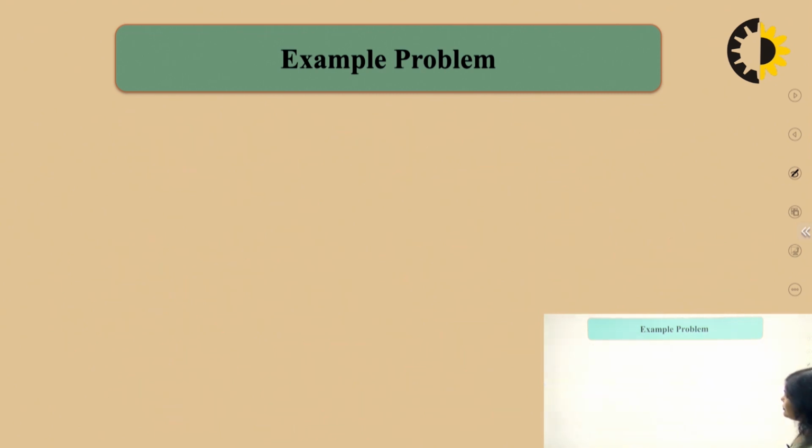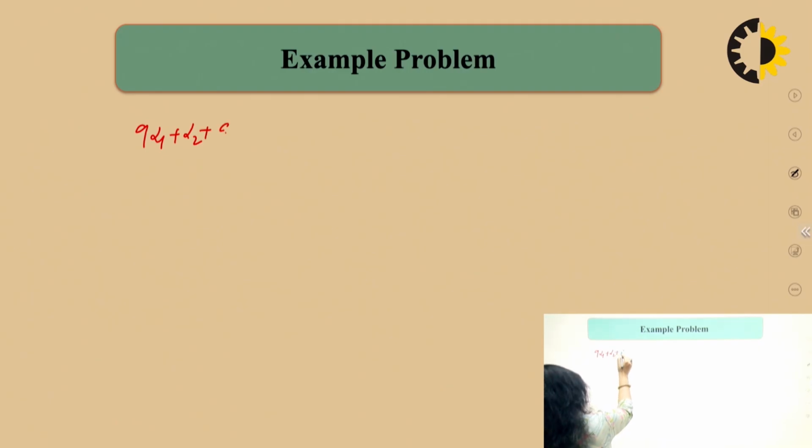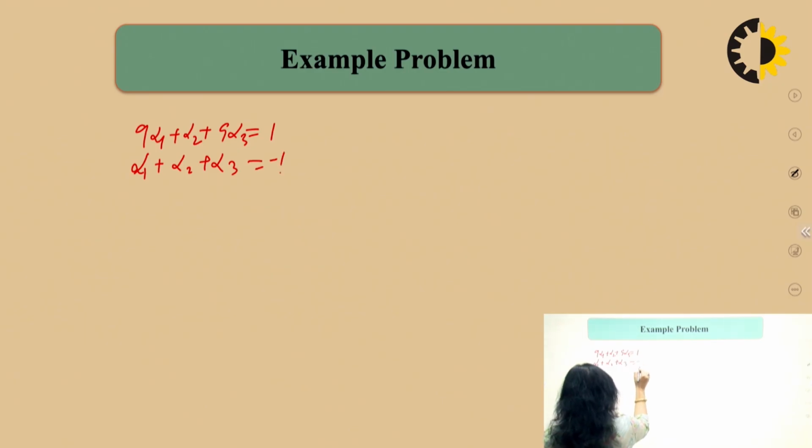So finally, solving all this, we are going to get the value like 9 alpha 1 plus alpha 2 plus 9 alpha 3 is equal to 1. And then we have the next equation, alpha 1 plus alpha 2 plus alpha 3 is equal to -1.